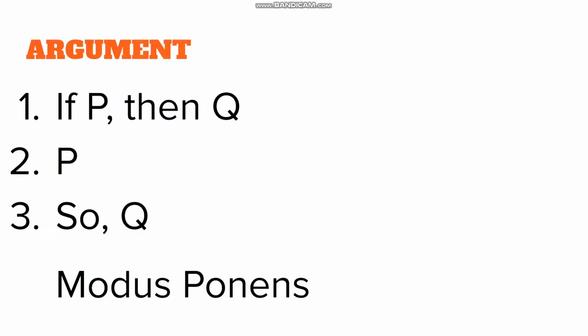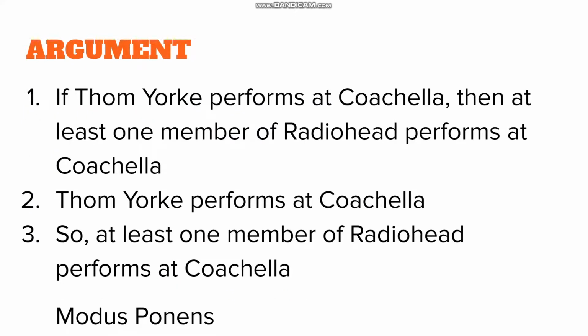Now, to give a concrete example of a modus ponens argument, we'll just replace the P and the Q with English sentences. So let me illustrate this with an example. Here's the argument. Premise 1. If Thom Yorke performs at Coachella, then at least one member of Radiohead performs at Coachella. Premise 2. Thom Yorke performs at Coachella. Conclusion. So at least one member of Radiohead performs at Coachella.